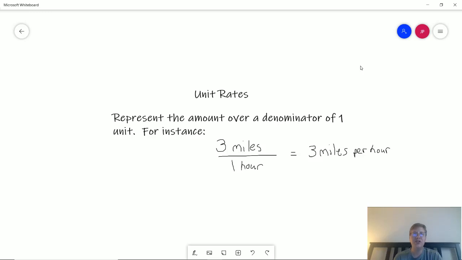So just to review, our unit rates are going to represent the amount of something that we have over a denominator of 1 unit. So let's say an average walking speed would be about 3 miles per hour. Our distance would be represented on the top. The amount of time that we would be traveling for would be on the bottom. And our unit rate would tell us that we would be traveling 3 miles per hour. If we wanted to give an example working with money, we could say that we earn a certain amount of dollars per hour.